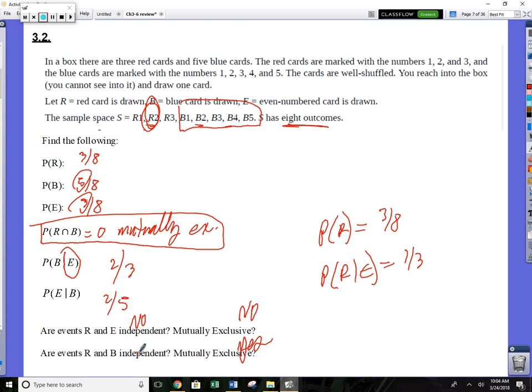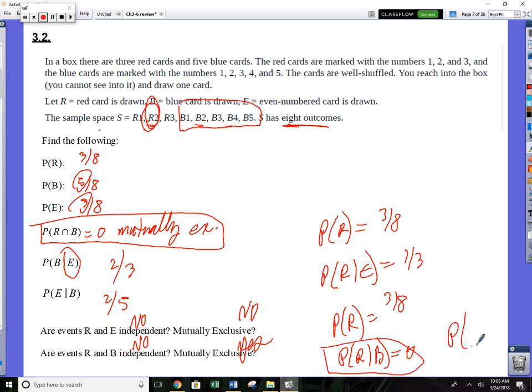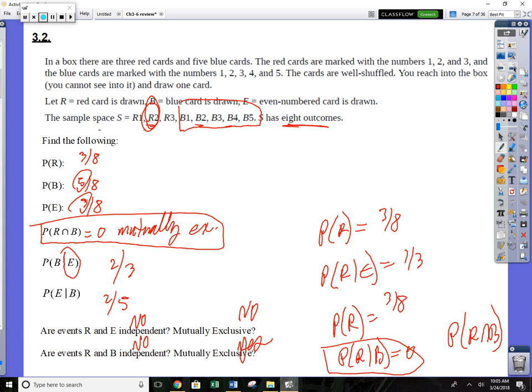Ooh, that's a good question. I might have to think about that. Are they independent? Let's test these three things real quick. Chances of red all by itself are 3 out of 8. Chances of red given that it's blue, that's 0. So I think we're going to go no, because this does not exist and this does not exist. Chances of red and blue, that can't exist. So we're going to go no, no on everything. Okay.